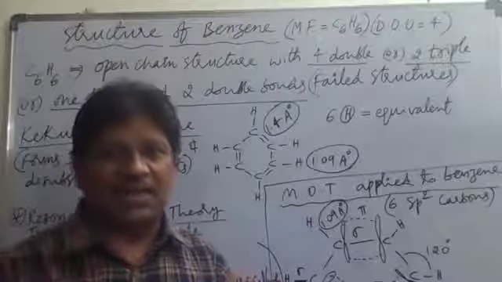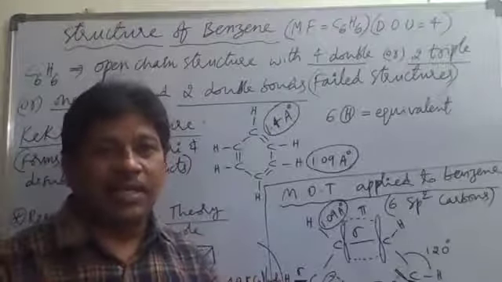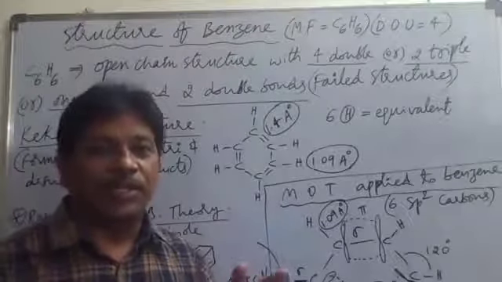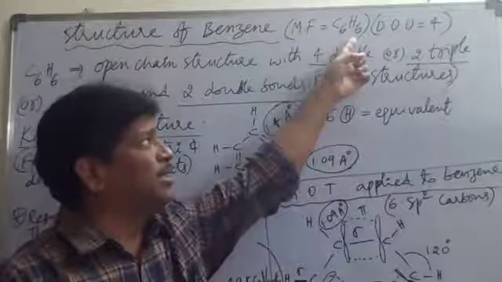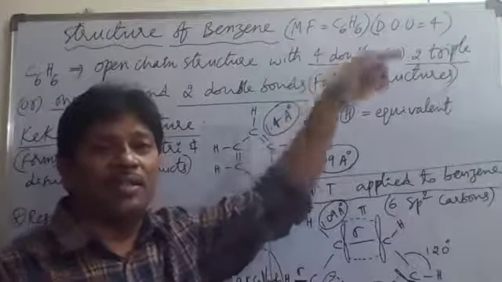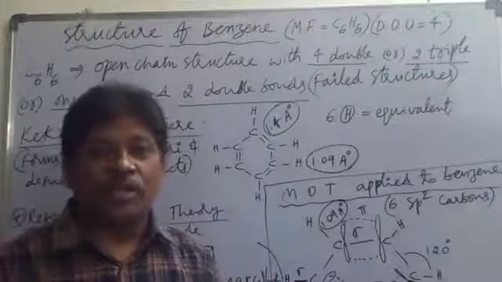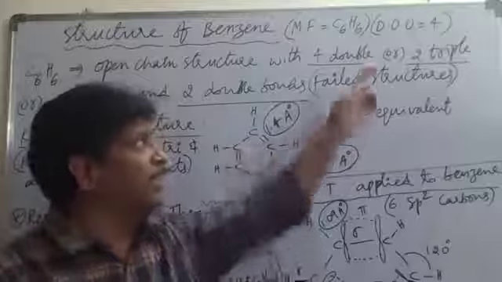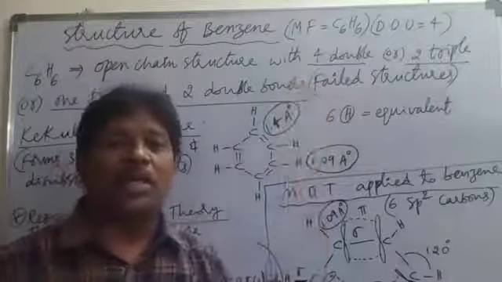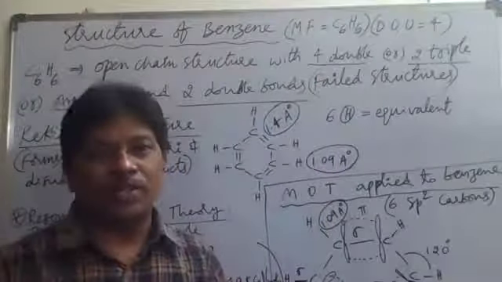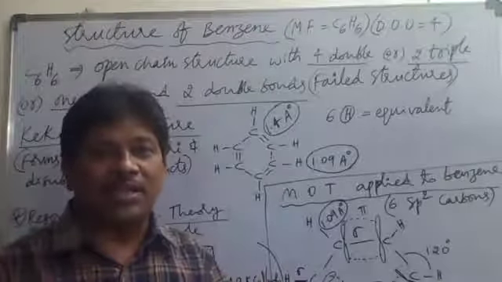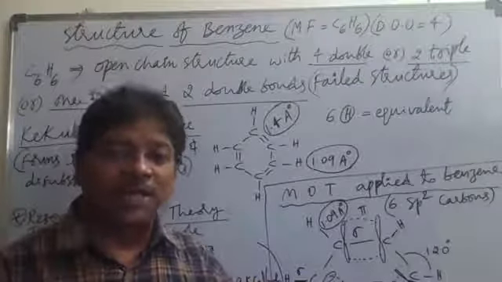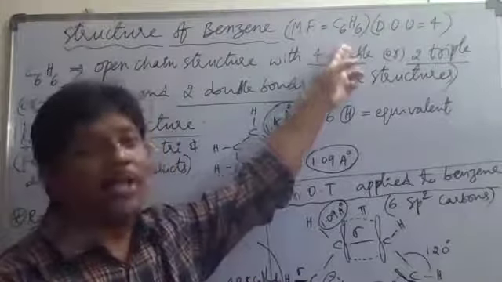The paraffin with 6 carbons is hexane. Hexane formula C6H14. But here the formula is C6H6. How many hydrogens less than the corresponding paraffin? Corresponding paraffin means hexane, with 6 carbons. Benzene has 6 hydrogen atoms, but the corresponding paraffin has 14 hydrogen atoms. So 8 hydrogen atoms are lesser than the corresponding paraffin.